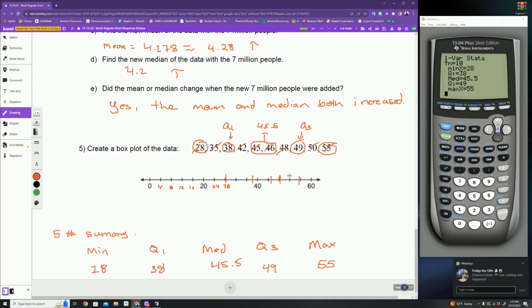So once you have the 5 lines, you're going to connect the middle 3 and make a box around them. And then connect a line from the minimum and a line to the maximum. And this here is your box plot, where your minimum, your first quartile, your median, your third quartile, and your maximum.